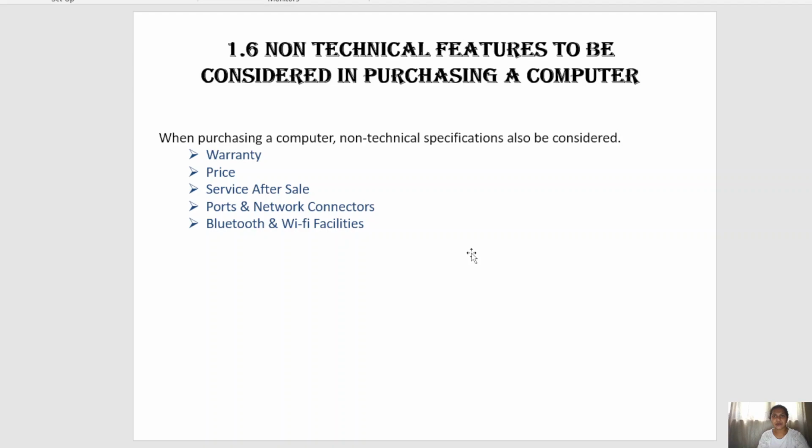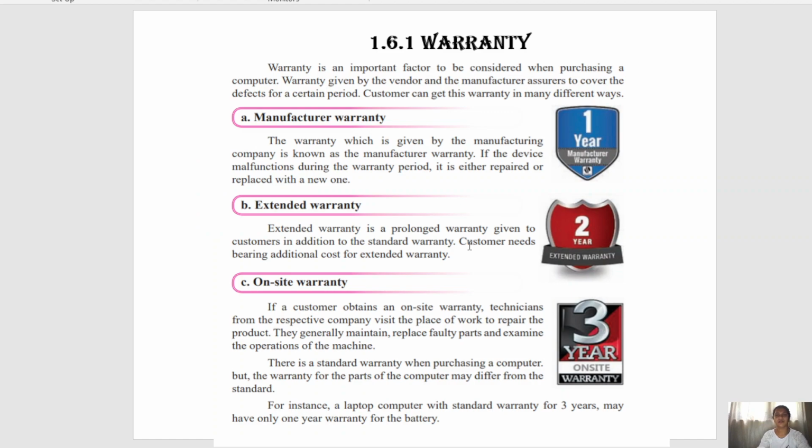Now previously I talked about the technical features. Now I am going to talk about non-technical features to be considered in purchasing a computer. The warranty, price, service after sale, ports and network connectors, and Bluetooth and Wi-Fi facilities are the non-technical features to be considered in purchasing a computer. So first, let's go to warranty.